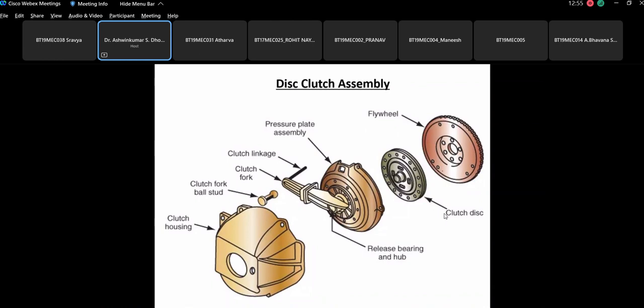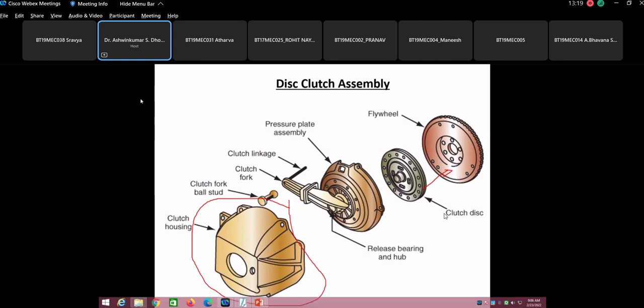So this is the flywheel, this is the clutch disc, and this is the pressure plate assembly. This is going to get fitted over here on the flywheel, and then this will be pressed against this. And if you see, this is basically the clutch housing. The clutch housing is made most of the time of aluminum, because then it is very easy for molding and fitting it. So this is the assembly of the single plate clutch.